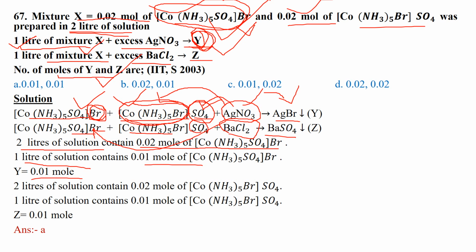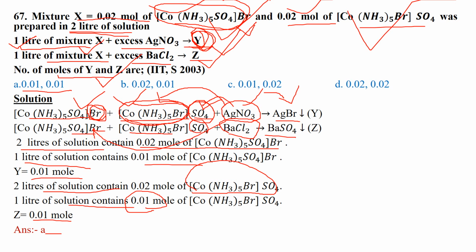Then in the case of 2 liters of solution containing 0.02 mole of these compounds, 1 liter of solution contains only 0.01 mole. Then the answer will be 0.01 mole. Then Z will also be 0.01 mole. So the answer will be A, both will be 0.01 mole, because only the ions which are outside the bracket will be precipitated out, right? The other ions which are inside the larger bracket of the complex are not ionizable. This is the main concept. The answer will be A. It is very simple.